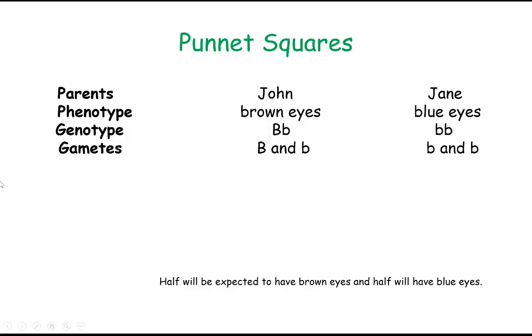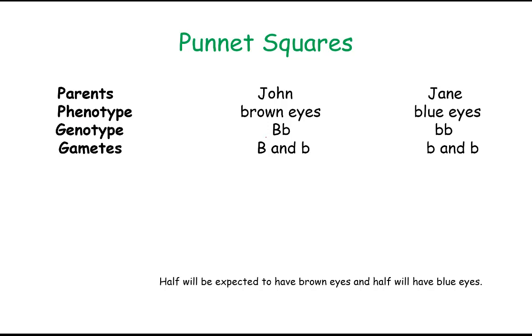Now, moving on a bit, if we look at this example of John and Jane, there's an easier way to work out what their children are going to have, and it's called a Punnett Square. So you set it out like this. We put their parents in, so the parents are John and Jane. We put their phenotype, which was their physical appearance. So John had brown eyes and Jane had blue eyes. We then put their genotype.